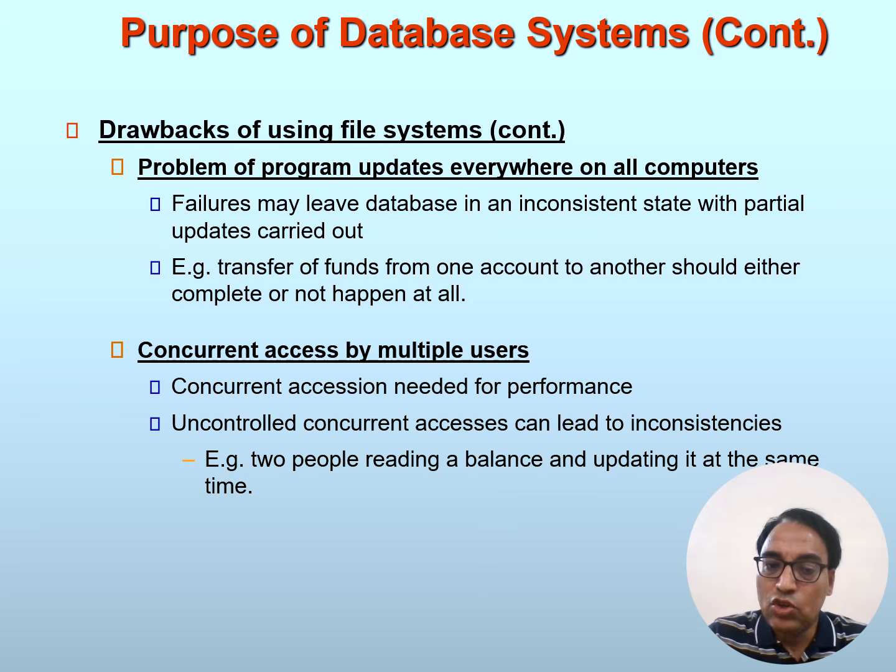So example C, two people reading a balance and updating it at the same time. Like I withdrew some money from my bank. My bank has 2000 rupees. I withdrew 200 rupees, so it should have 1800. At the same time, my wife purchased something somewhere for 300 rupees. The system takes care. Even if it shows the wrong account balance, later on it updates automatically, so that nobody is at a loss.